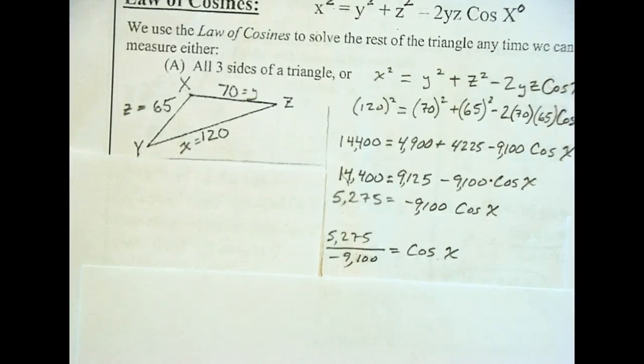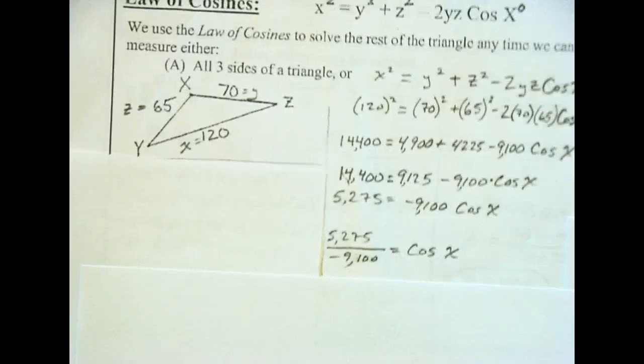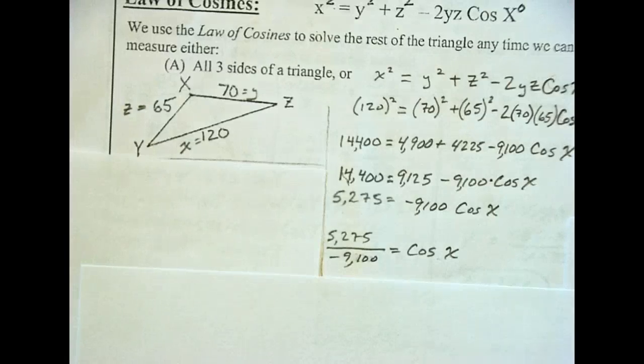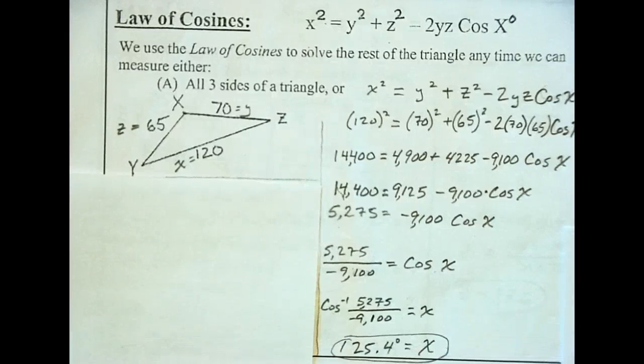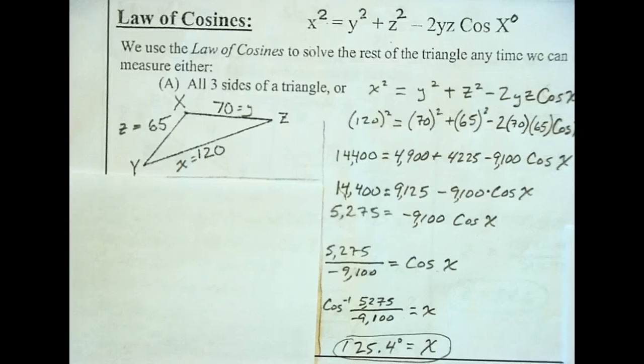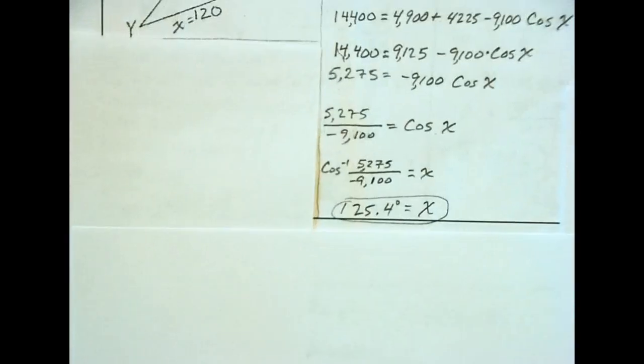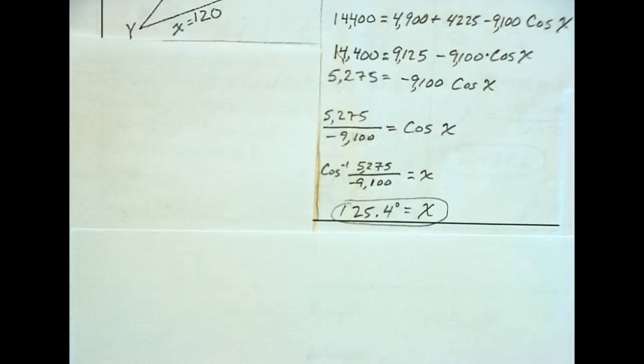Now we get this. If I want to find out what x is, what do I do? Yeah, inverse cosine. So I'm going to let you get caught up. I want you to find out what x is there. Let's see if we got it correct. What's the answer? 125.4 degrees. Yep. So we take the inverse cosine, get 125.4 degrees. How many got that? Cool.